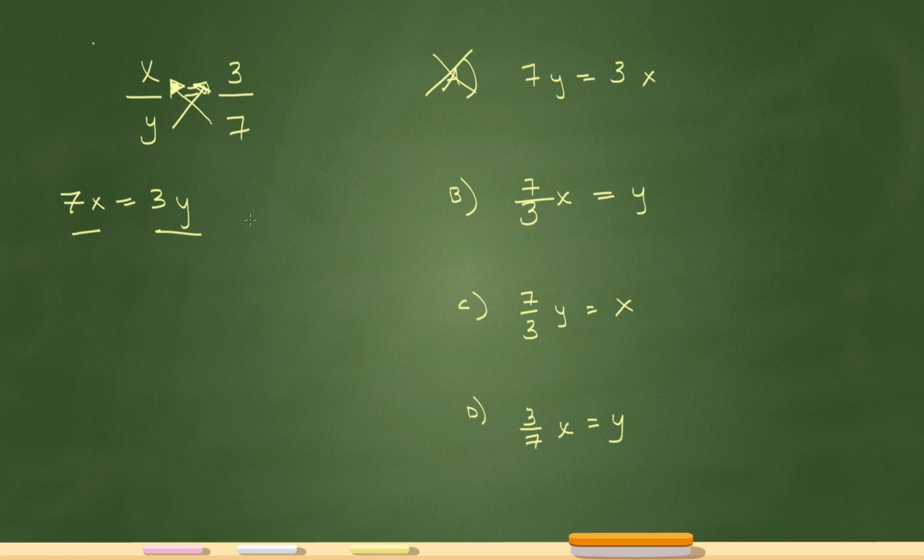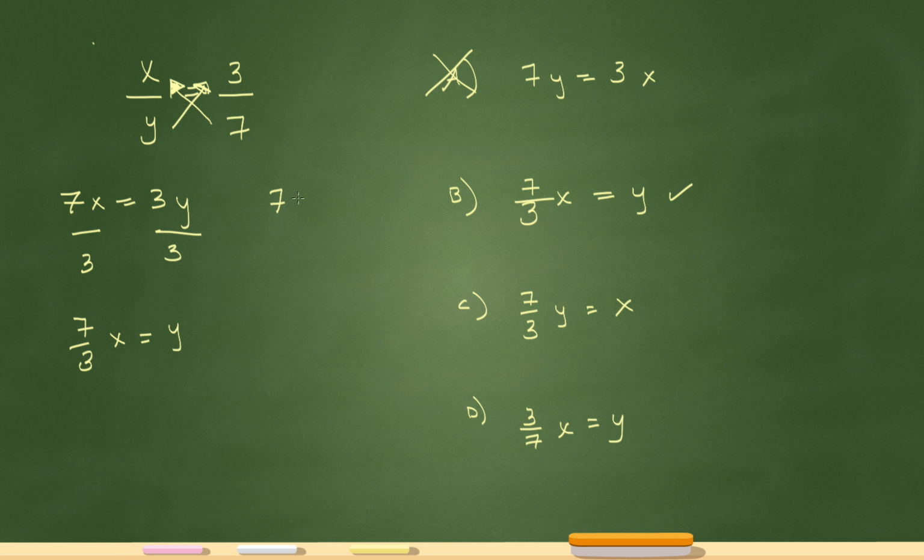B is just isolating the y, so that means divide both sides by 3. So that would leave me with 7 over 3 x equals y. Yep. So that matches up. So that looks like my answer, but let me just show you why C and D wouldn't work.